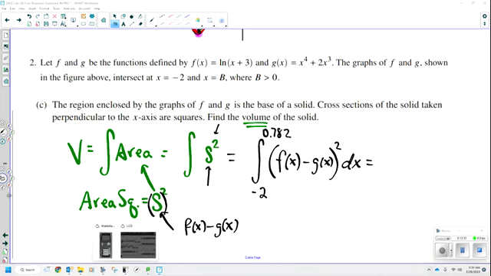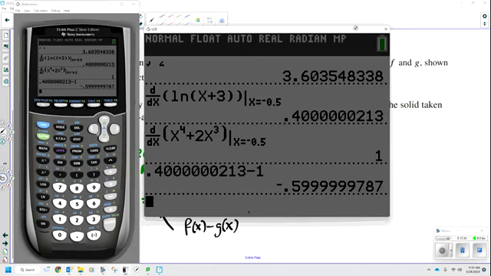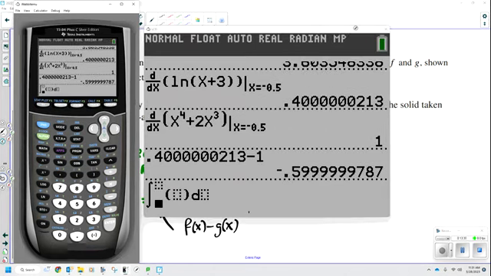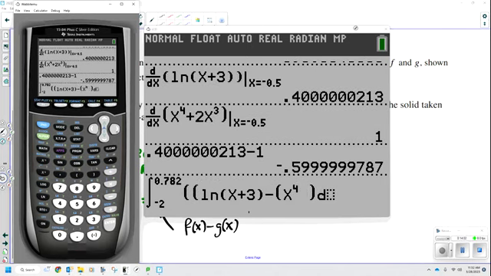Let's use our calculator. God, I love that they give us a calculator for these things. So I'm going to go back to math 9, and again, from negative 2 to 0.782. Now, I want to make sure that I put parentheses because I'm going to square this whole side. So I want to put the f of x minus g of x in its own parentheses. So it's the ln of x plus 3, close that parenthesis, minus, open another parenthesis for my g of x, which is x to the 4th, plus 2x cubed, close a parenthesis for g of x. Now I need to close a parenthesis one more time for my whole side.